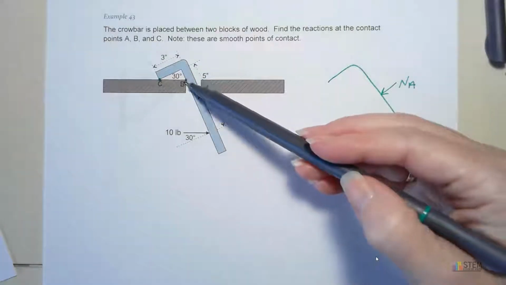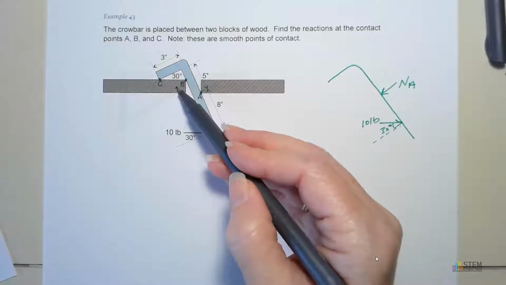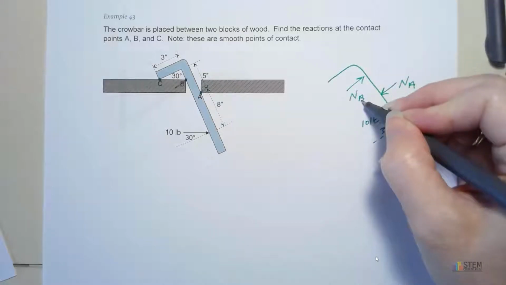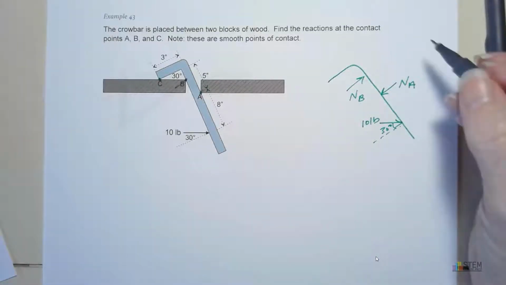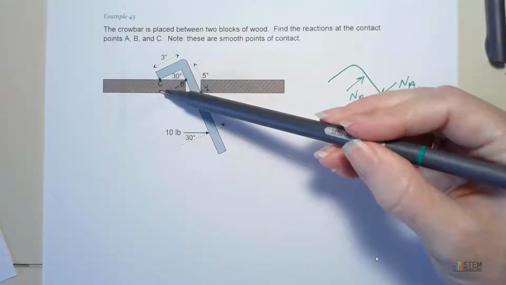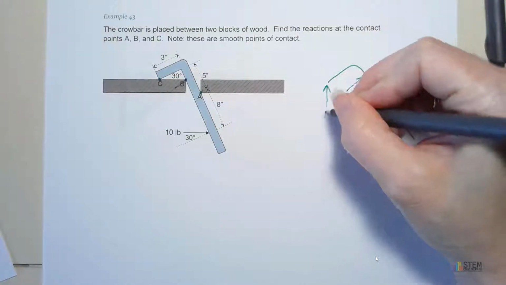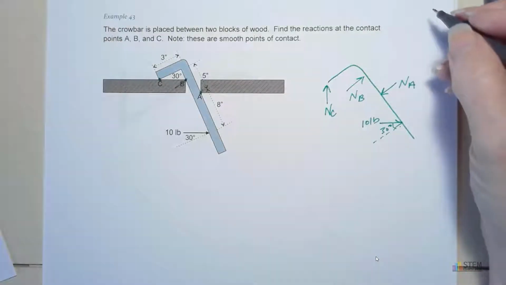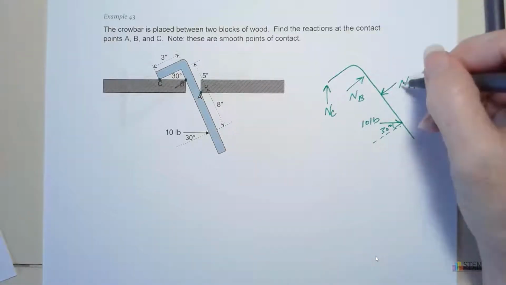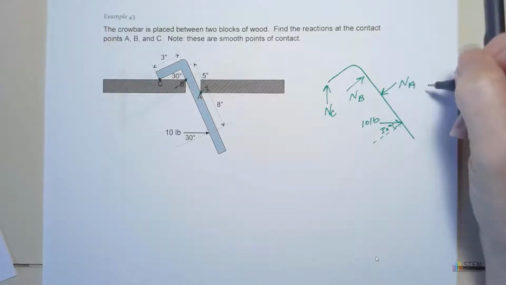Now we've got the same thing at B. It's pushing down here, and that block of wood says no, no, no, and pushes it back up with a normal force. Let's call it NB. Finally, at C, we've got the same situation. We're trying to push this down, and the block of wood works against that through the normal force at C. So these three forces are preventing translation in the directions opposite to the force directions.